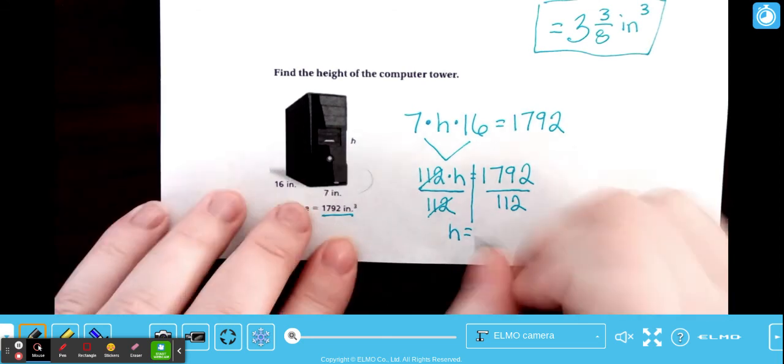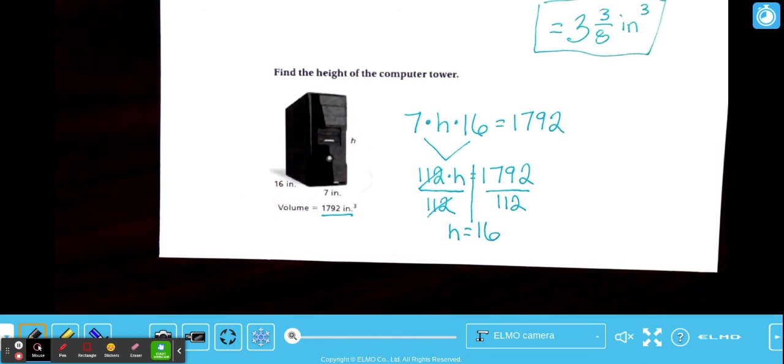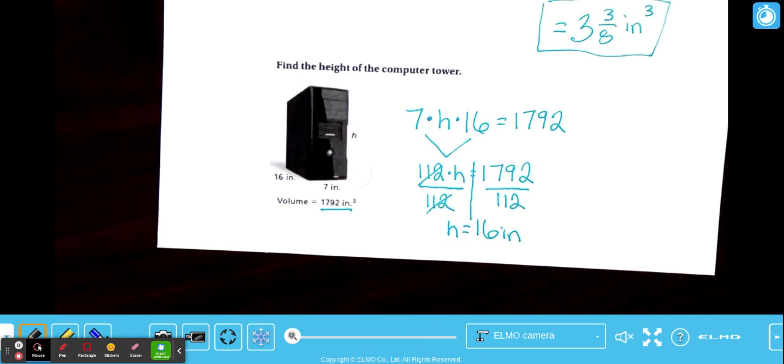16, okay? And what is my unit going to be for this one? We have to be careful there because it's just a length. So it's actually just going to be inches, right? Because it's not volume and it's not area.